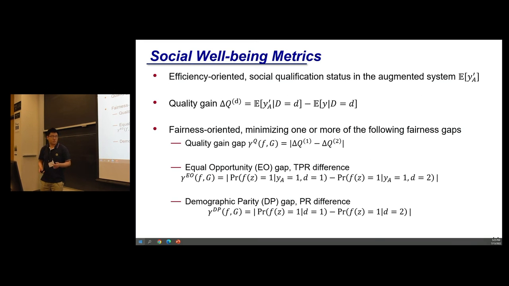So some social well-being metrics to consider for the third party are as follows. The efficiency oriented, where it will try to maximize the social qualification status, which is the expected label post response of the entire population. And then some fairness oriented metrics, the first one being quality gain. The quality gain is the quality improvement of a subgroup. And there can be gaps in the quality gain. There can be gaps in the true positive rate. And there can be gaps in the demographic parity.